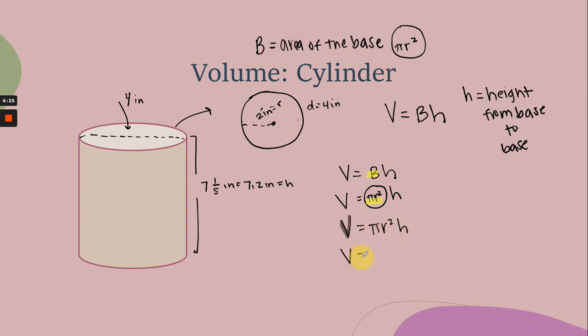So now we're just plugging in what we know. Pi times the radius squared. Well, the radius we found is 2, so 2 squared times our height, which is 7.2. Now that we broke it down, now we can use our calculator. So volume equals pi times 2 squared times the height of 7.2 will give me 90.5 inches.